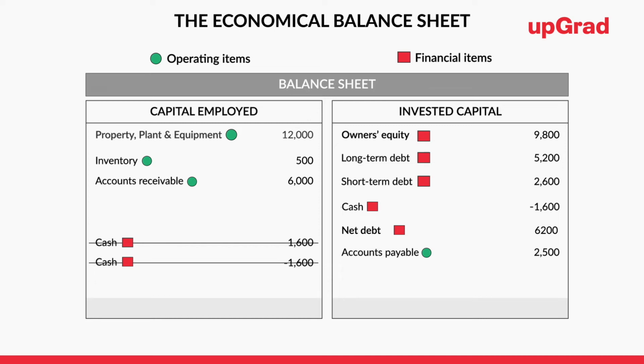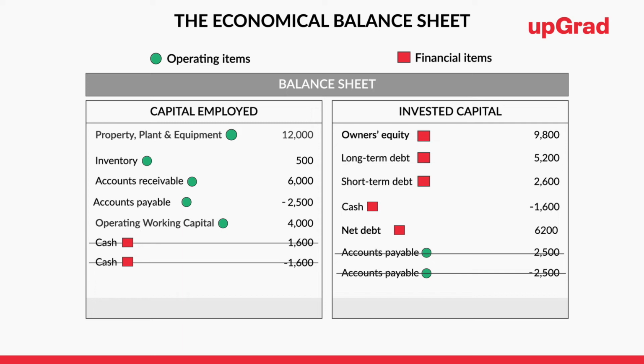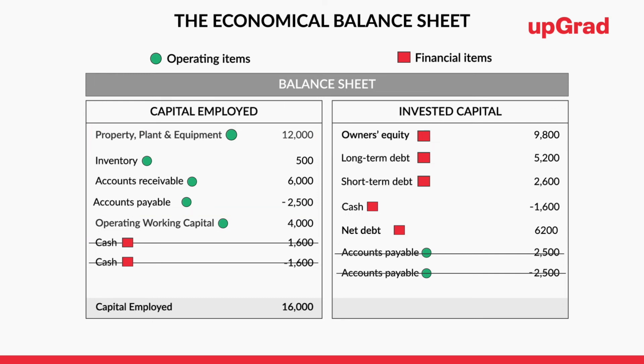What's next? Now I would like to subtract accounts payable on both sides of my balance sheet again, so that they disappear from the right-hand side and we're now left with financing items only. And on the left-hand side, we'll see appearing inventory plus accounts receivable minus accounts payable. That's our operating working capital. And there we are. On the left-hand side, we are left with only operating items, namely property, plant and equipment, plus the working capital. That's what we previously called the capital employed.